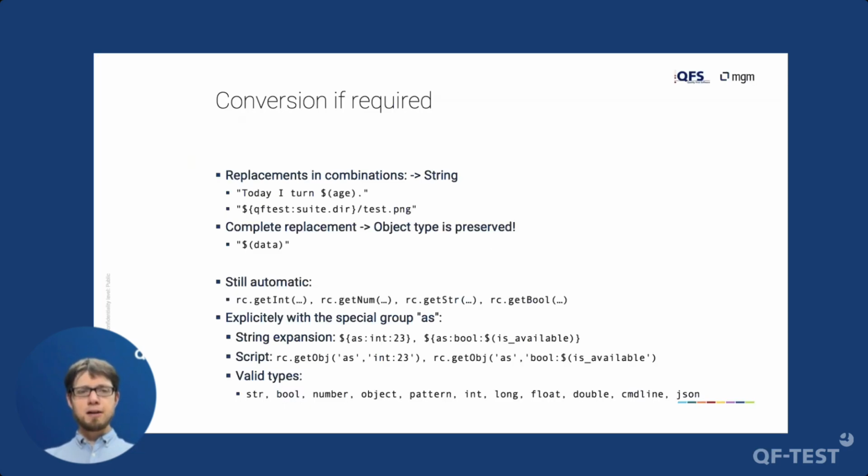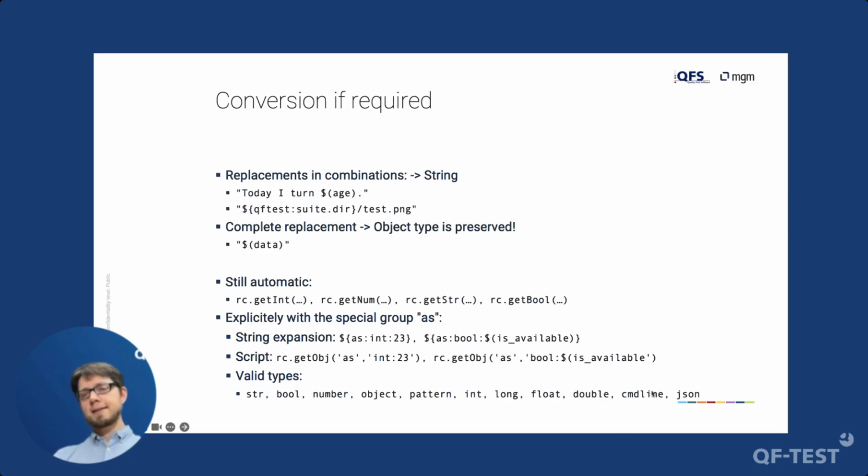And valid conversions are bool, number, object, which means convert a JSON string into real Java objects, and pattern. Double JSON here does the other way around. You can use this with the get object or with other conversions where you have some object already in the variable specified, and then you could convert this into a JSON string. But by the way, you can also use JSON.stringify from the JSON module of QF-Test to do something like this.